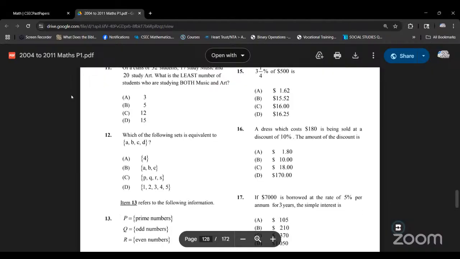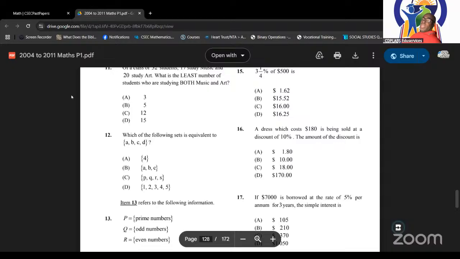A dress which costs $180 is being sold at a discount of 10%. The amount of the discount is... So a dress which costs $180 is being sold at a discount of 10%. The amount of the discount is. Read over this question now in your own words and tell me what you understand from it.